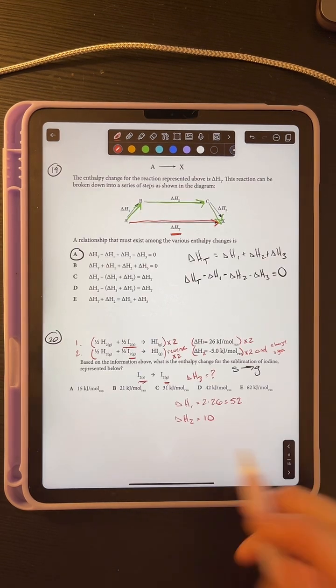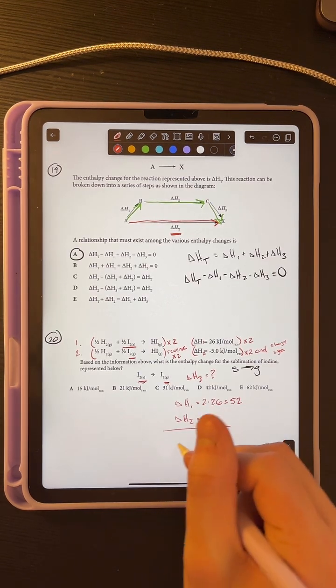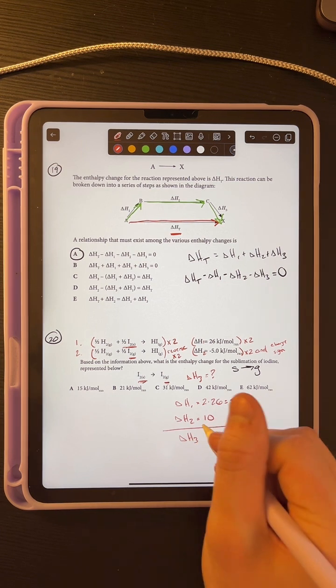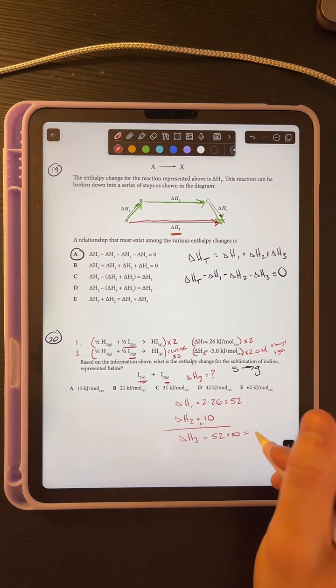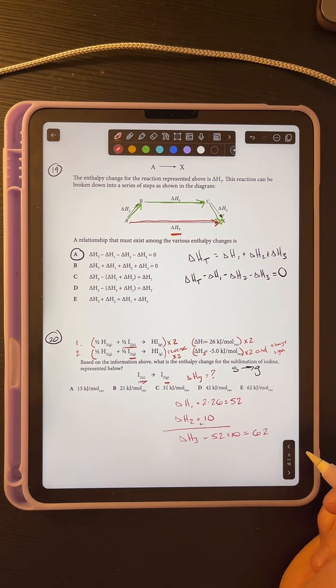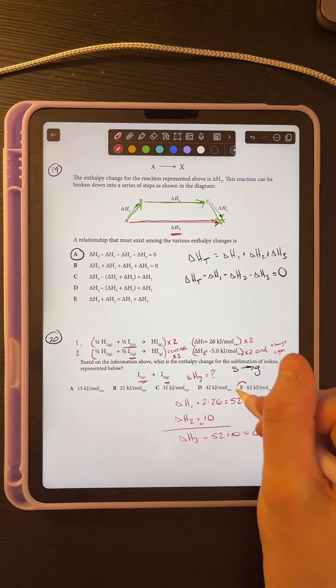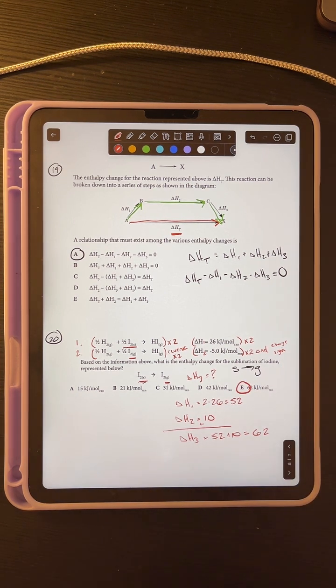So if we want to solve for delta H3, we're just going to add up 52 and 10. That gives us 52 plus 10, which is 62 kilojoules per mole, which is choice E. Whew, that was a doozy. We did a lot of multiple choice. A lot of concepts were done in here.